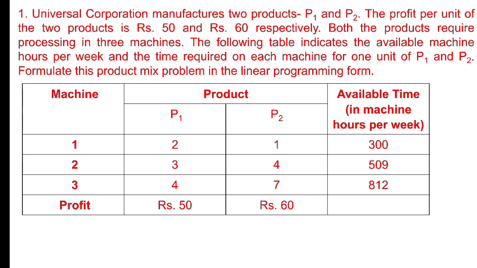So given this information, we do it. Here the profit per product is given, for products P1 and P2. That is called the objective function we need to consider. The machine available time is called the constraints. Look at that. This problem we are going to make as a formulation of LPP.